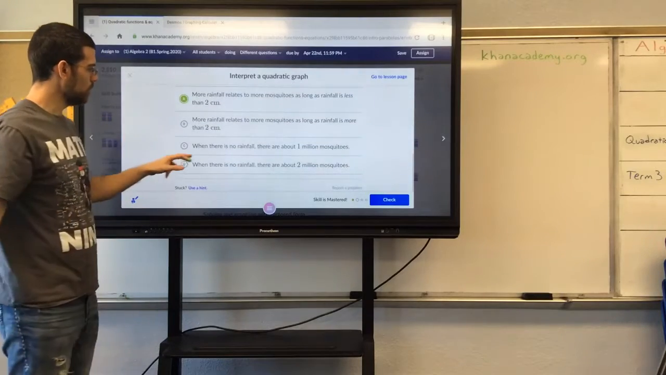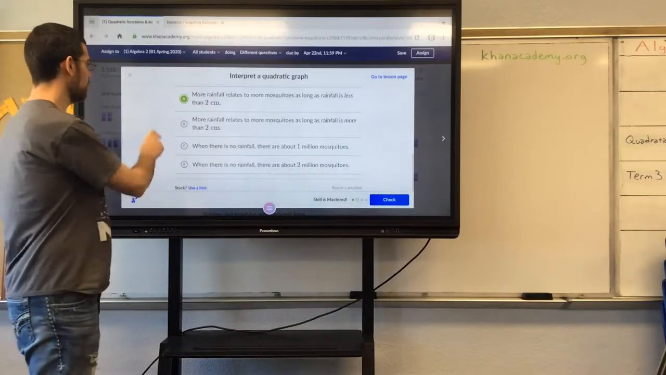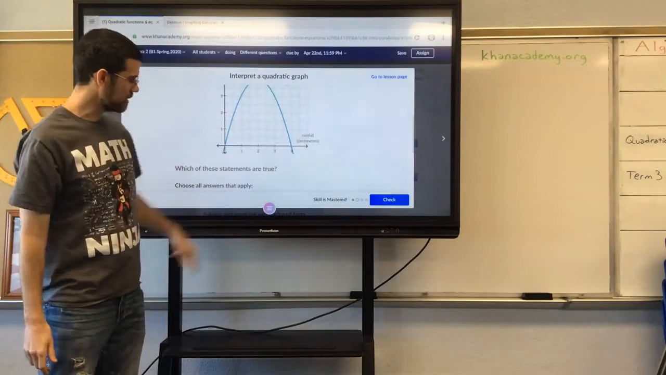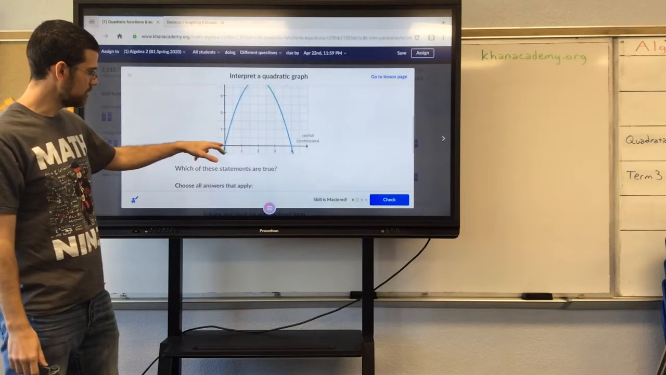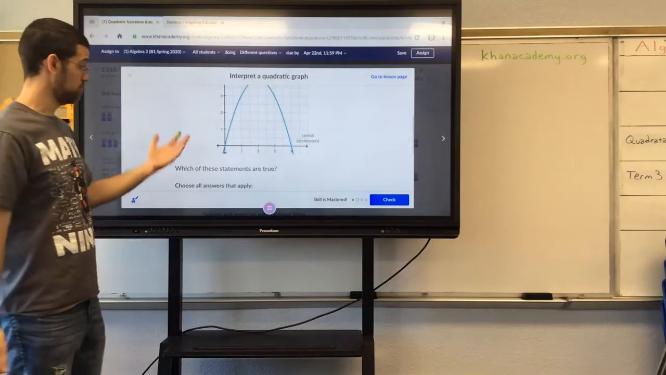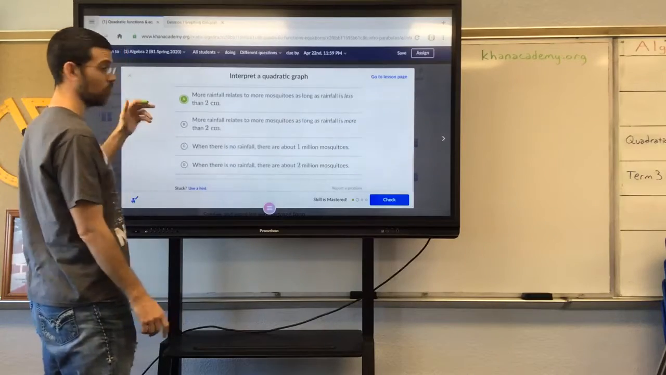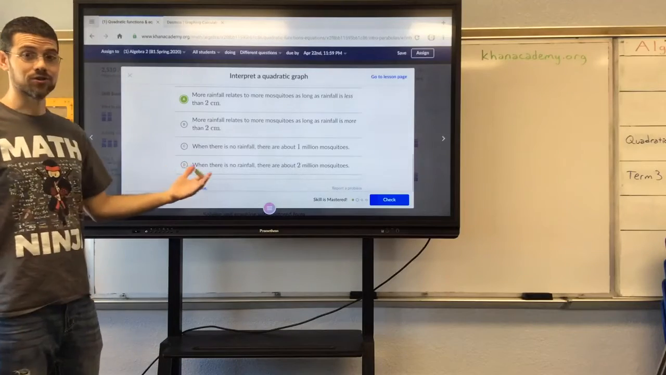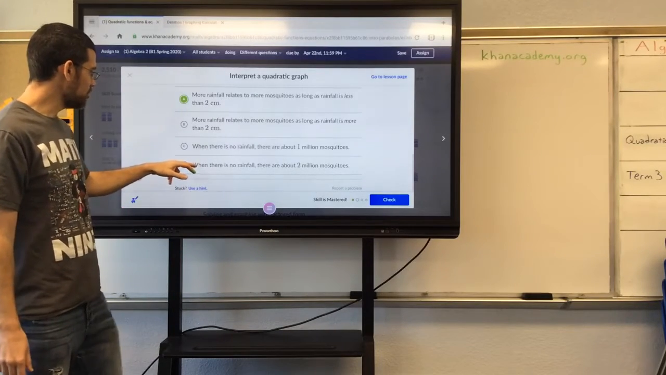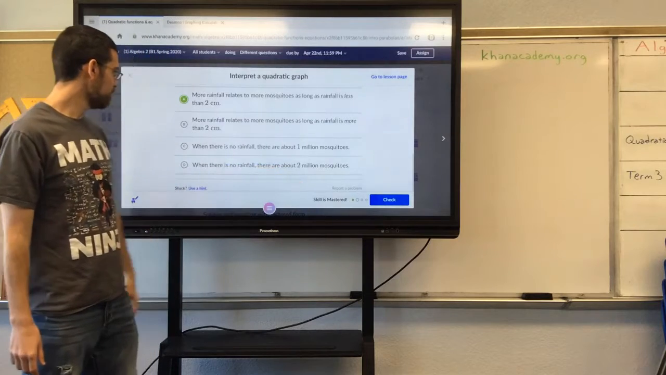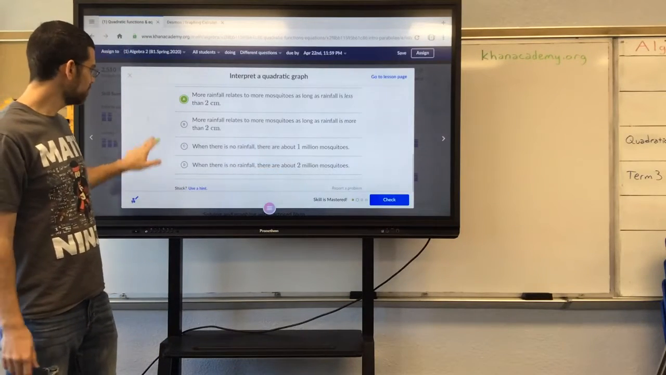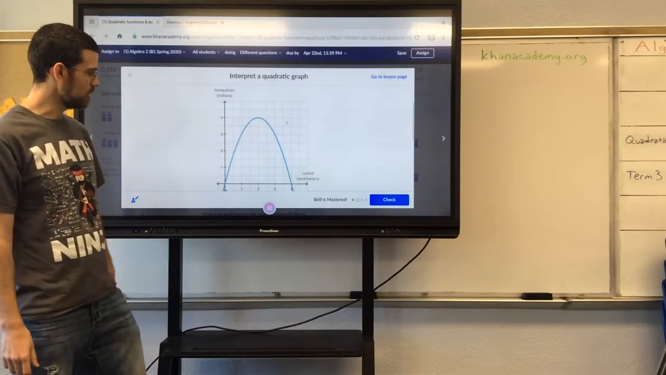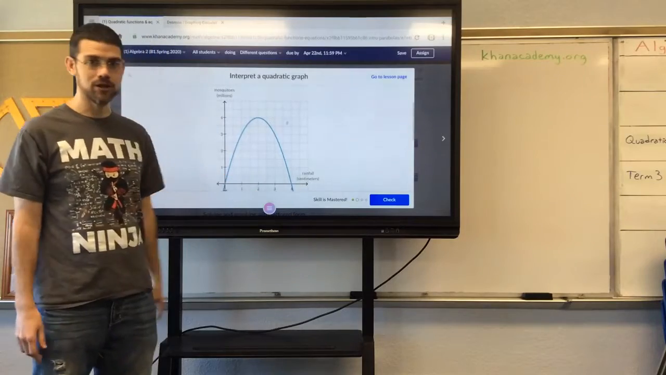When there is no rainfall, there are about 1 million mosquitoes. Where's no rainfall up here? Well, rainfall is our x-axis. Rainfall is 0. Mosquitoes are 0 according to this. So that's false. We don't have 1 million mosquitoes. We have no mosquitoes, which is good. When there is no rainfall, there are about 2 million mosquitoes. No. Again, we have 0 millions of mosquitoes when we have 0 centimeters of rainfall.